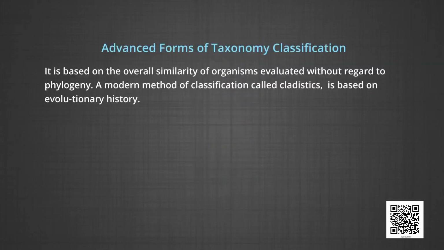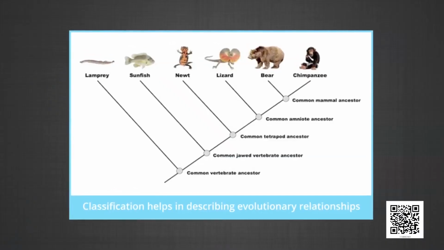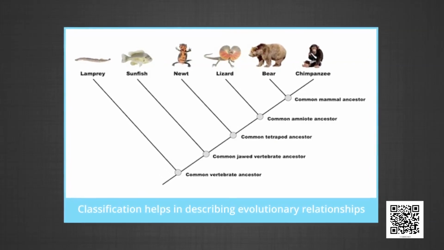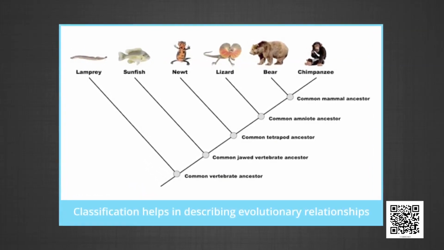Advanced forms of taxonomy: phenetic classification. It is based on the overall similarities of organisms evaluated without regard to phylogeny. The modern method of classification called cladistics is based on evolutionary history, arranging organisms on the basis of their shared, similar, or derived characters that differ from ancestral characters, which will produce a phylogenetic tree called a cladogram. The phylogenetic tree is also known as a genealogical tree or a dendrogram. Systematics is the branch of biology concerned with reconstructing phylogenies and with naming and classifying species.